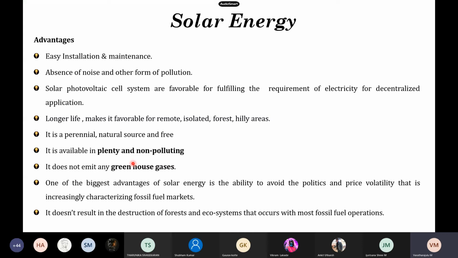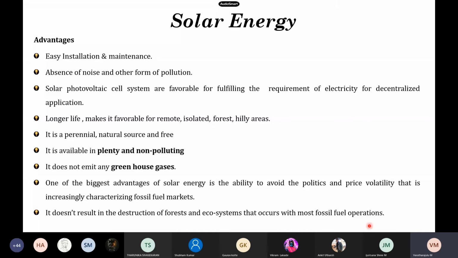Now the biggest advantage is it avoids the politics and price volatility that increasingly characterize fossil fuels in the market. See, in the case of diesel engines or in the case of coal, a price rise may lead to a very big issue among the people, and it might be a topic for discussion. But in the case of solar energy, it won't be a matter, and it does not result in the destruction of the forest and ecosystem that occurs with most fossil fuel operations.